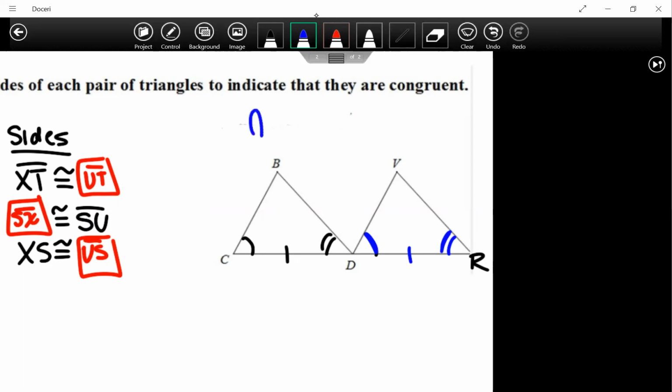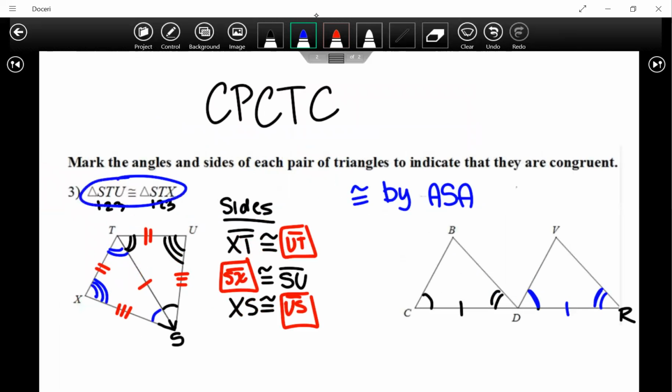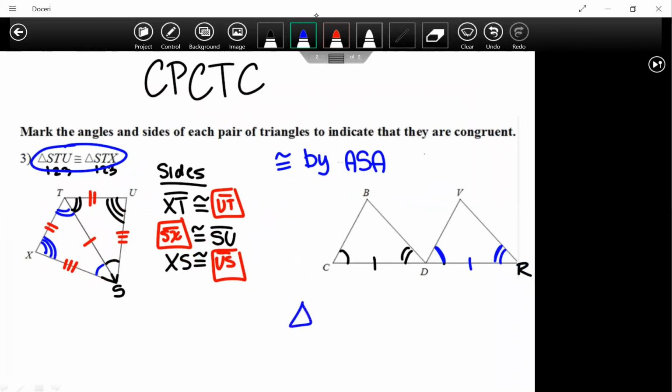Angle, side, angle. So these are congruent by angle, side, angle. Okay. The one on the test is going to be congruent as well. I'm not going to tell you how, but they're congruent. Now, given this, can you give me the statement? Can you give me the statement that's like this one? Can you give me the triangle statement that represents the congruence of this? Can you give me it? Okay. That's what I'm asking for.